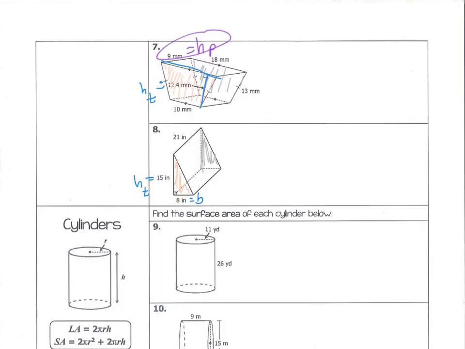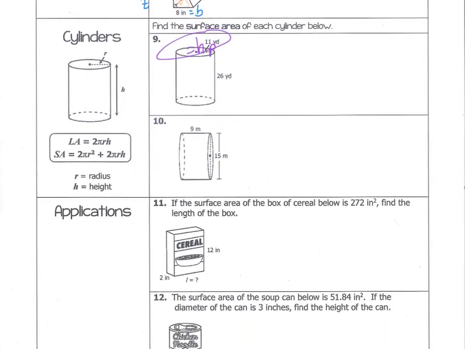Please trace from base to base. That gives you the height of the whole prism. What distance is this? That 21, right? So the 21 is the height of the whole prism. That's what you would use in the surface area formula. You would use the 15 in the big B formula. Okay? So then let's move on to cylinders.